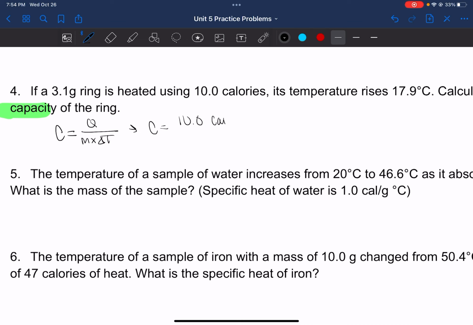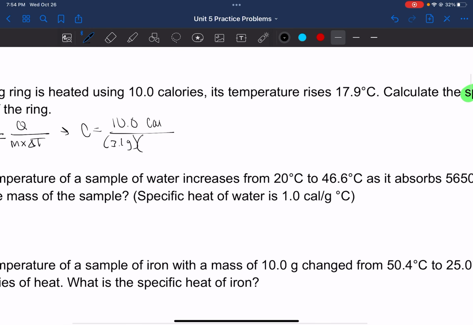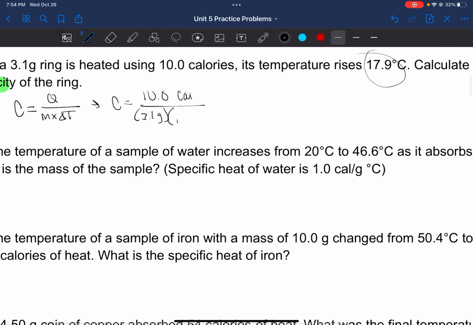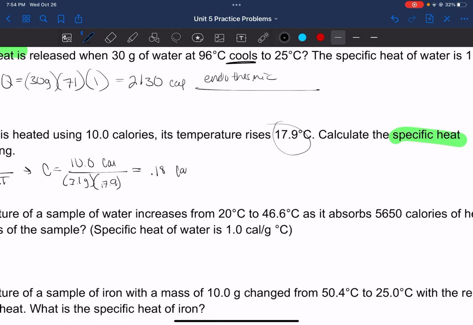So 10 cal over the mass, which is 3.1 grams, and delta T, it only has one temperature, so we just use that. Then we put in our calculator, 3.1 times 17.9, equaling about 0.18, and then it'd be calorie per gram degrees Celsius.